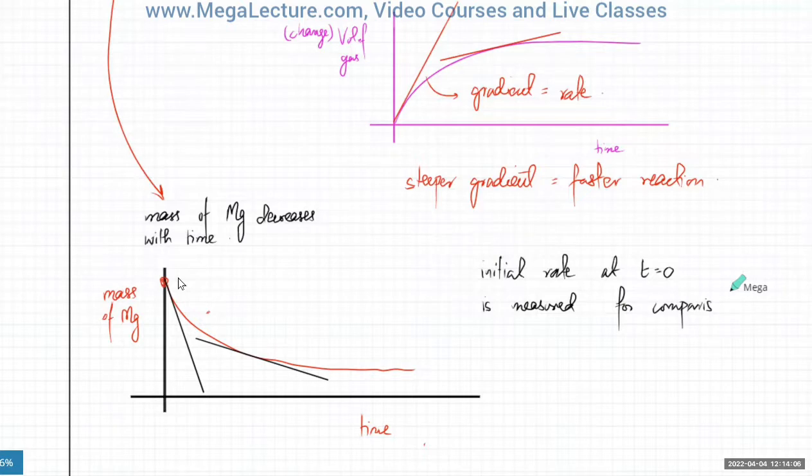you would want to measure the initial rate. You wouldn't be measuring the rate of the reaction after 2 minutes or 5 minutes. All the bubbles might have gone by that point. So the initial rate, at t equal to 0, is measured for comparison purposes.